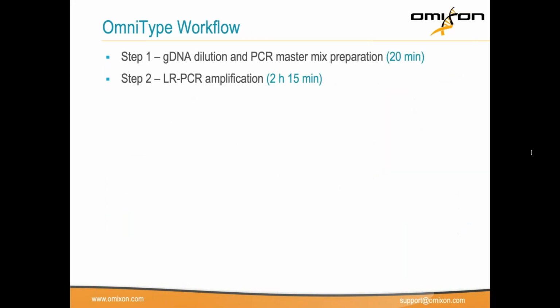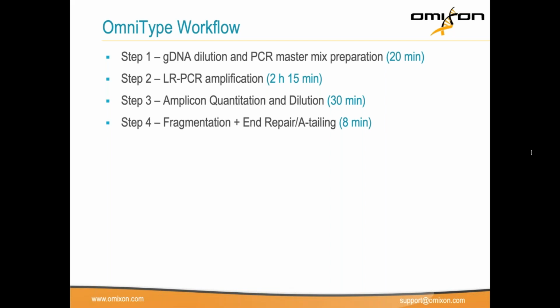So I do have a little bit of a technical overview of the workflow as a reminder, and also to highlight what the differences are in comparison to the previous workflow. The two pre-PCR steps, step 1 and step 2: we start with the genomic DNA dilution and PCR master mix preparation, which takes 20 minutes or less. Everything is based on 24 samples, by the way. The long-range PCR amplification takes about 2 hours and 15 minutes. Then, moving on to the post-PCR steps, we begin with the amplicon quantitation and dilution, which takes about 30 minutes.